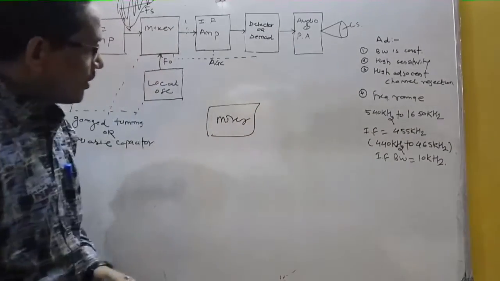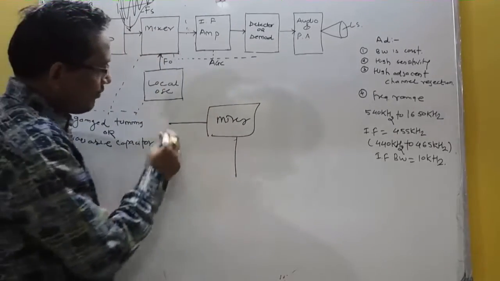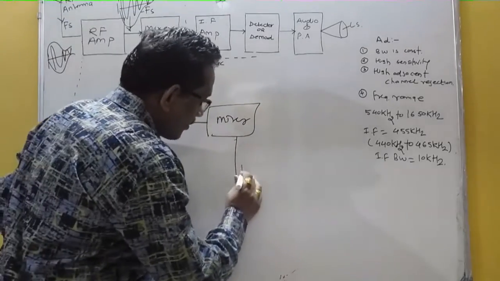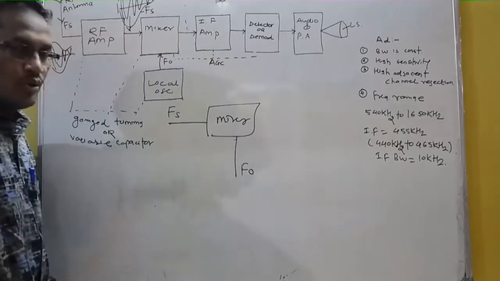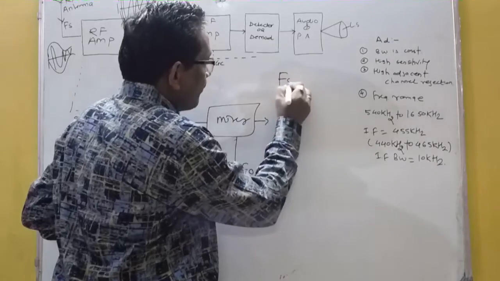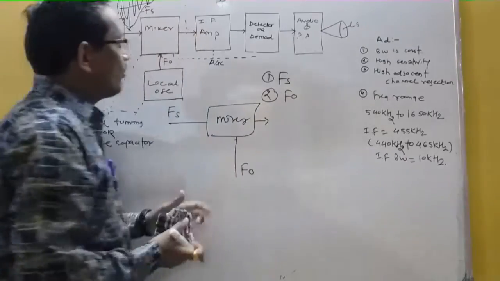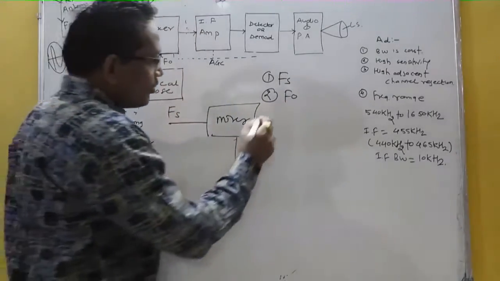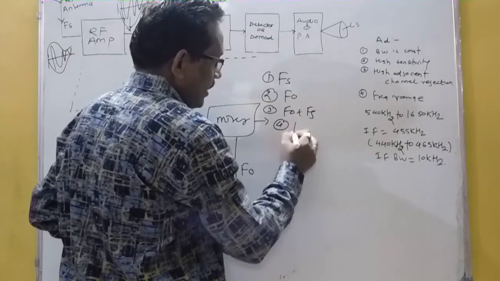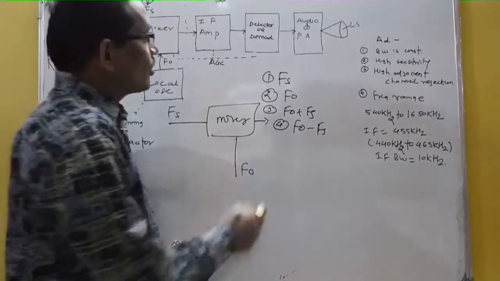As per the definition, a mixer is a non-linear device which has two different signals having different frequencies. Out of that, one frequency is a low frequency and the second is a high frequency. Suppose I call it F0. Then at the output of this mixer, there are a total of 4 outputs. The first output is Fs as it is. The second output is the local oscillator frequency, F0. The third output is F0 plus Fs, and the fourth is F0 minus Fs.